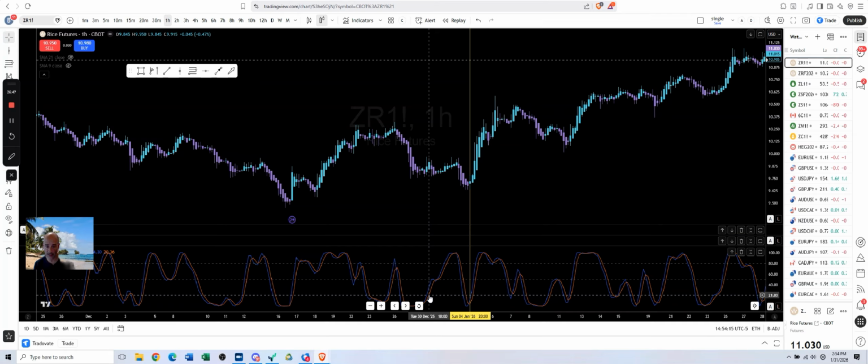Okay. And we did have an entry. And this is what I'm talking about, the shorter time frames giving you false entries. We had this entry right here. You got a crossover out of oversold, right? And then what happened? The price dropped.